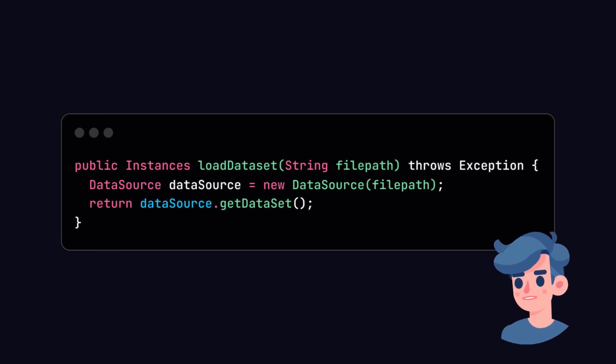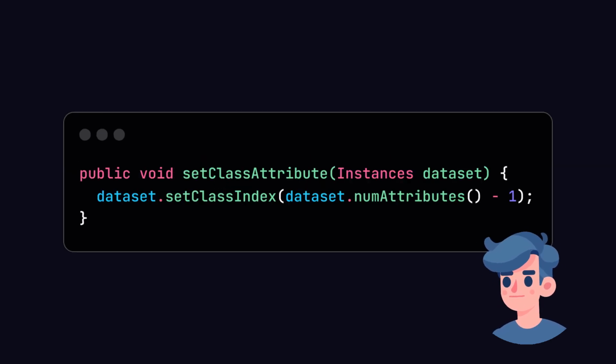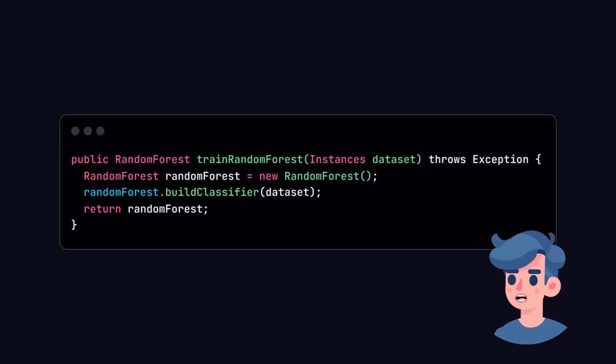For this tutorial, let's use the famous Iris dataset that comes with Weka for simplicity. This dataset is great for classification tasks. Now, we need to ensure that our target class attribute is set correctly. In the case of the Iris dataset, the class attribute is the species of the flower. Next, let's create a method that will train our random forest model using the loaded dataset. We will also add parameters to fine-tune our model if desired.